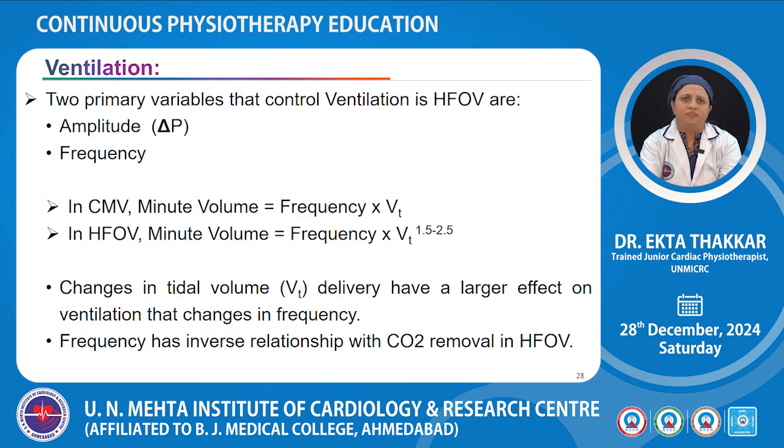Now ventilation. Two primary variables that control ventilation in HFOV are amplitude and frequency. In conventional mechanical ventilation, minute volume is equal to frequency times tidal volume, and in HFOV, minute volume is equal to frequency times a very low tidal volume. Changes in tidal volume delivery have a larger effect on ventilation than changes in frequency. Frequency has an inverse relationship with CO2 removal in HFOV.